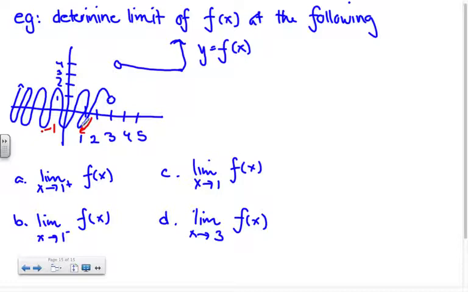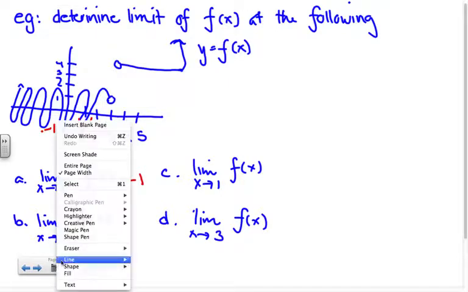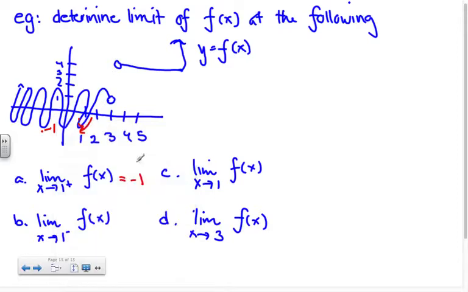I can't, as I said, my drawing isn't perfect, but it was working. So it's approaching -1 from the right here, kind of visually speaking. Yeah, it's kind of a visual guess when I'm looking at it. And then to approach it from the left side, which is coming this way, it's approaching 0.